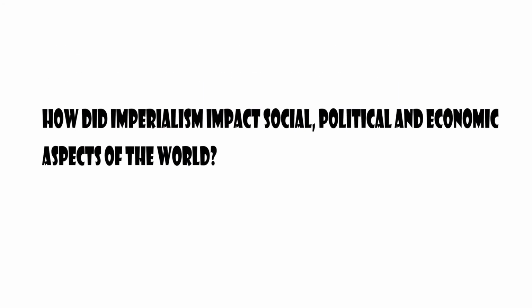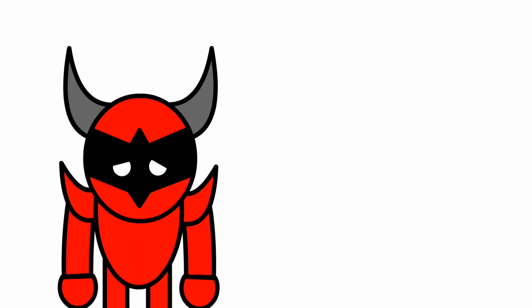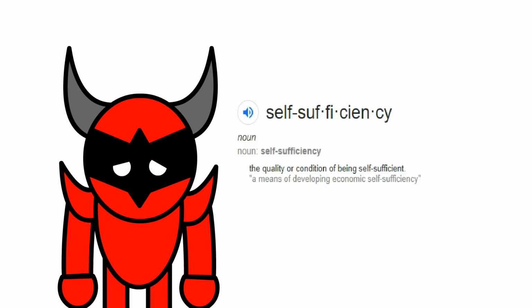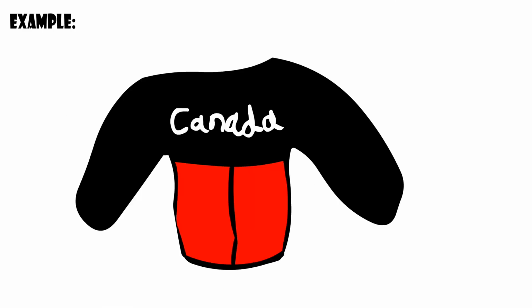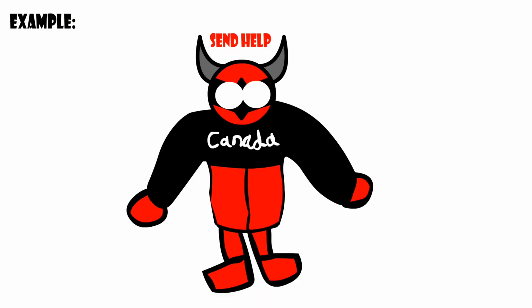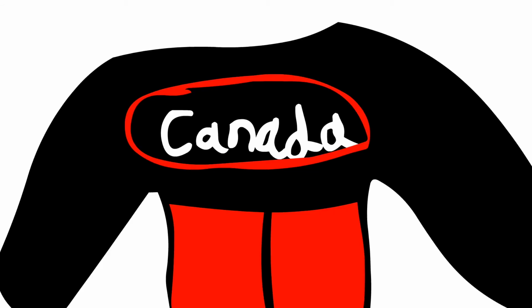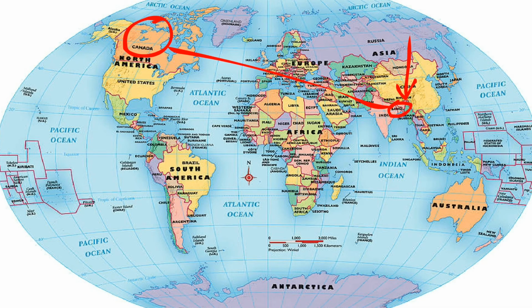Now to answer the question, how did imperialism impact social, political, and economical aspects of the world? Economically, it destroyed some of our self-sufficiency. For instance, I have this sweater which is red and black and it says Canada on the front of it. I love wearing it. You wanna know where it was made? Despite it literally saying Canada on it, it was made in Bangladesh. I really love that sweater.